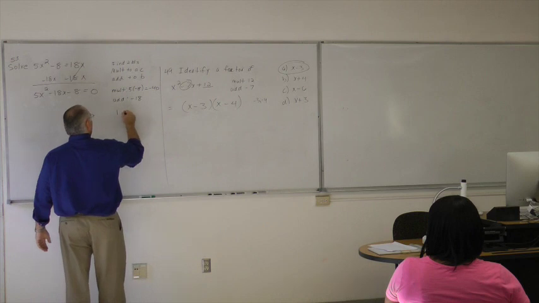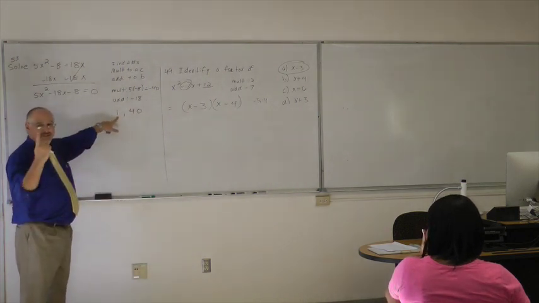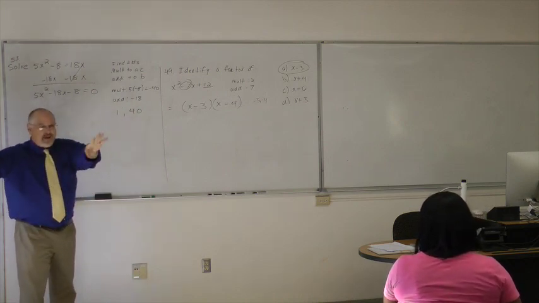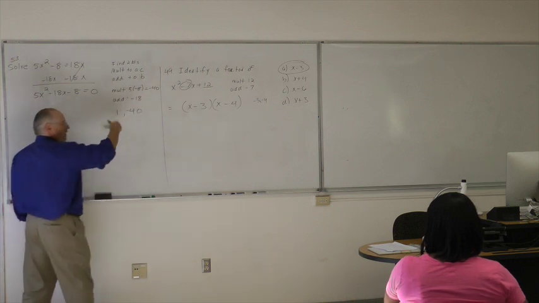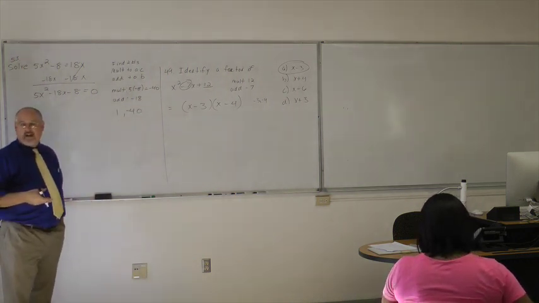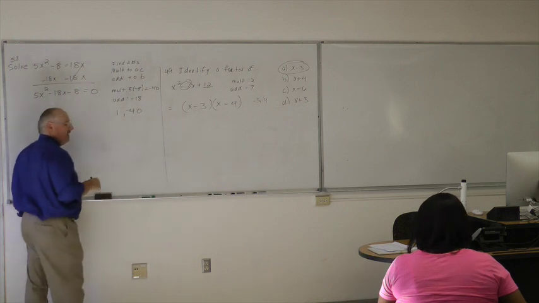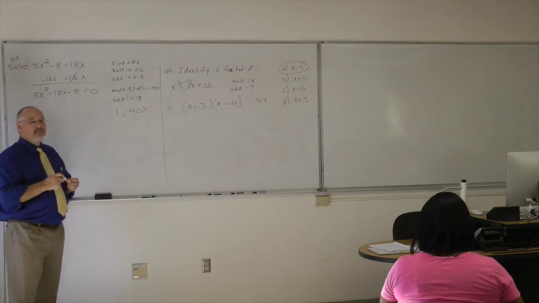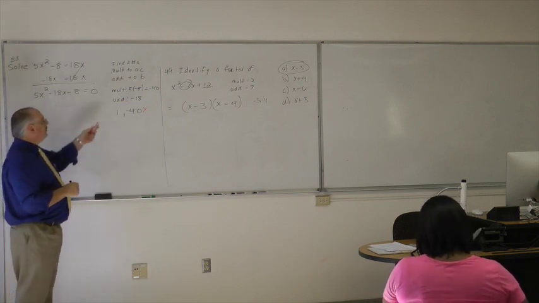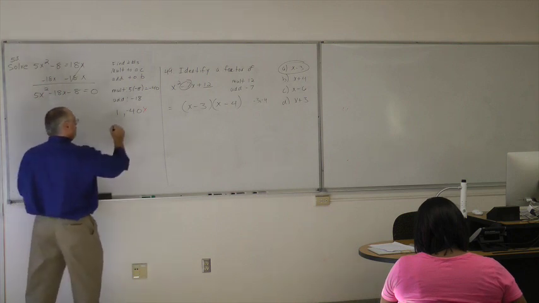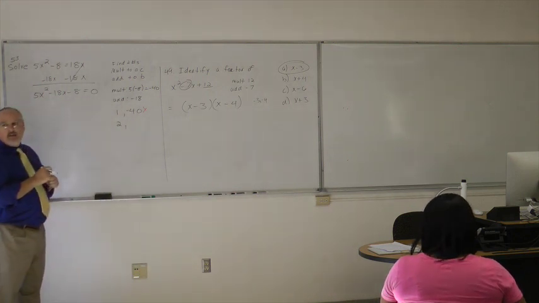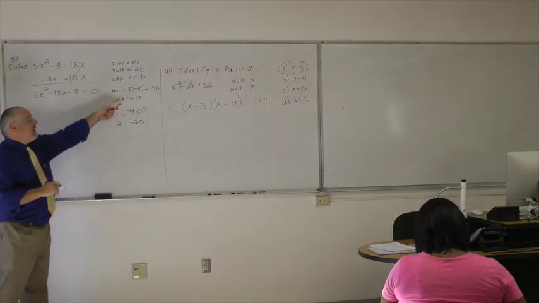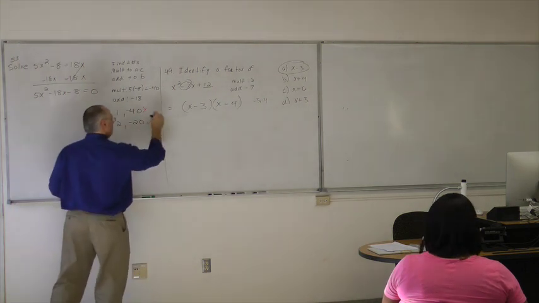So if I list, say, 1 and 40, notice I'm starting with 1 because 1's at the beginning, which one of these two numbers is going to be negative? The bigger one. So I'm going to keep that second number, the bigger number, as the negative one. Do these add to negative 18? No. That's not it. What comes after 1? 2. Does 2 go into 40? Yes. 20. So 2 goes into negative 40 how many times? 20, in this case negative 20. Do those add to negative 18? Yes. Those are the numbers.